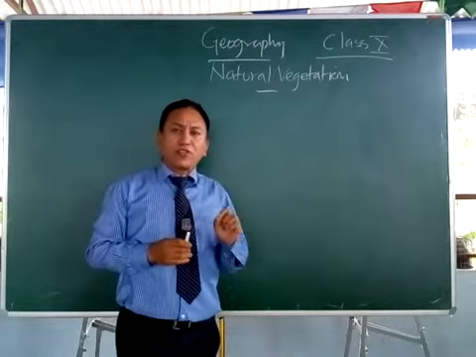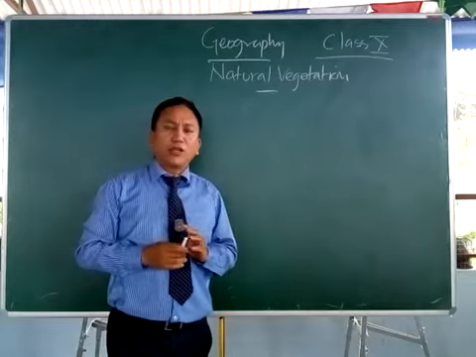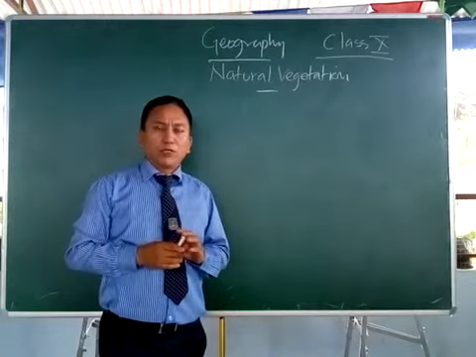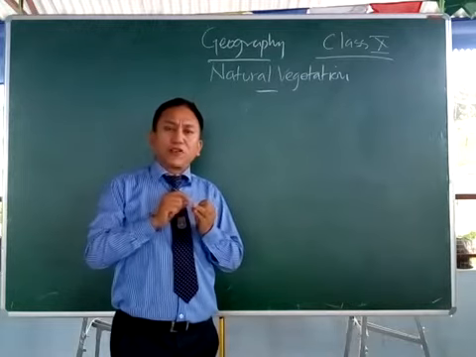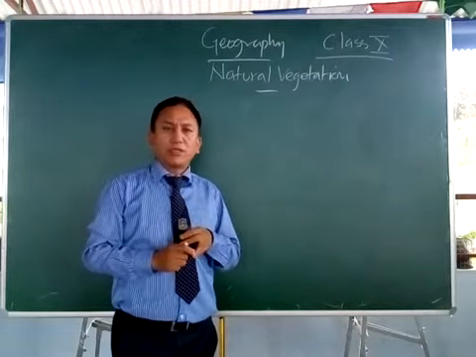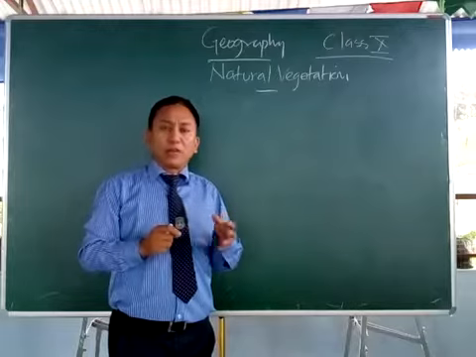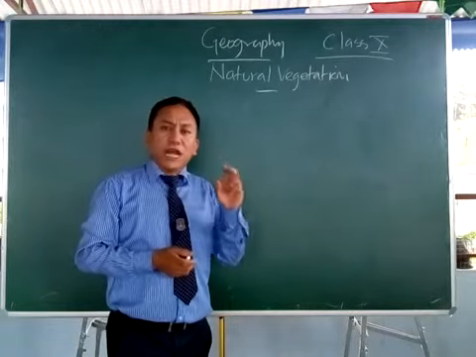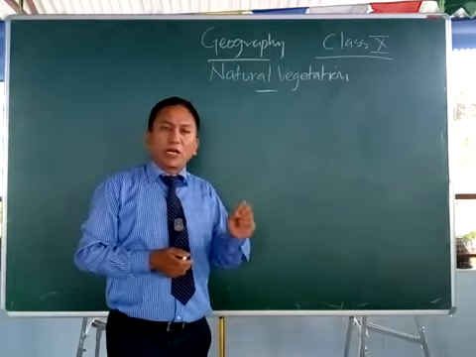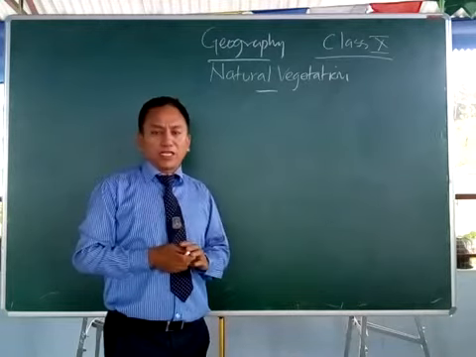Now, the natural vegetation of our country is different in different places due to the difference in the relief features, due to the difference in the climate conditions, due to the difference in, like, if you see the rainfall, the temperature. What happens is the natural vegetation of our country varies from place to place.